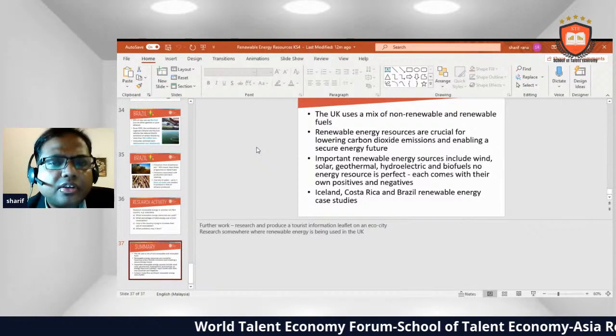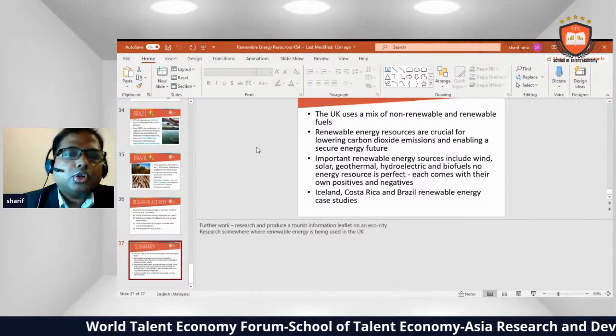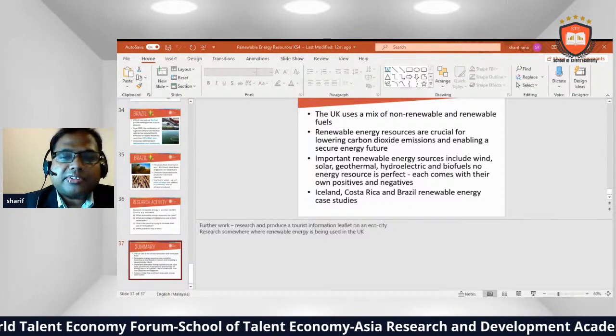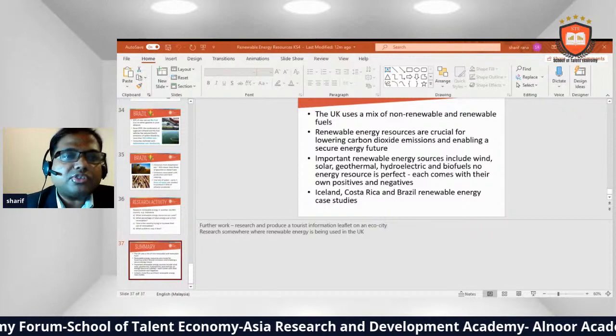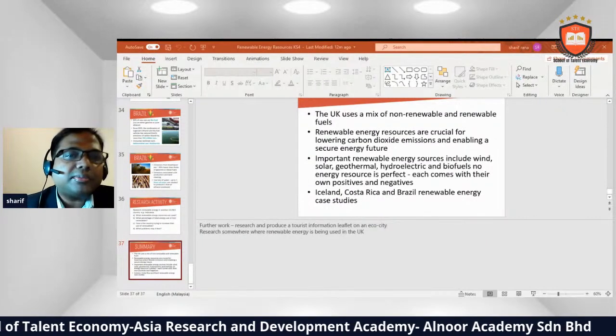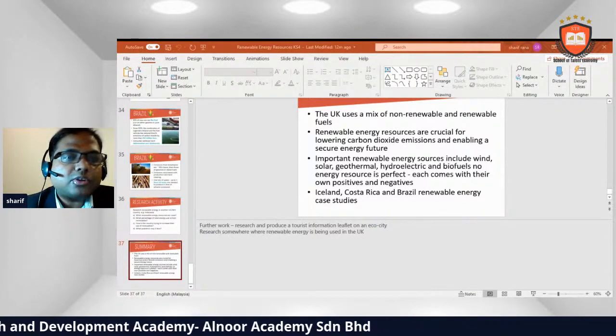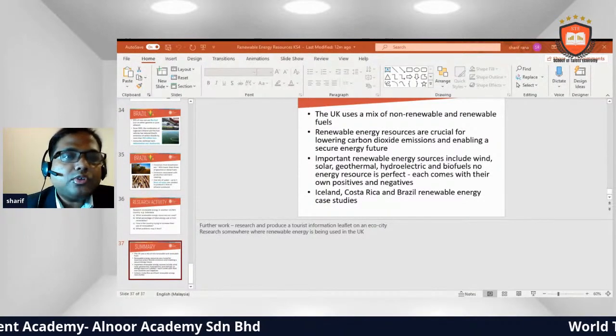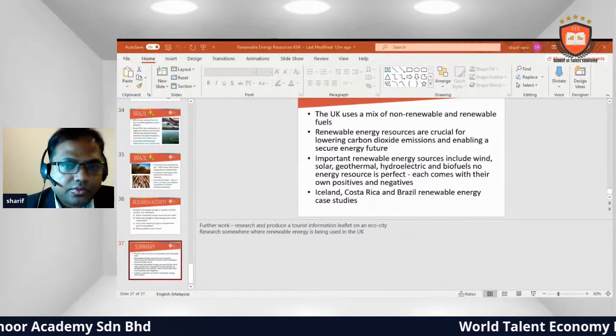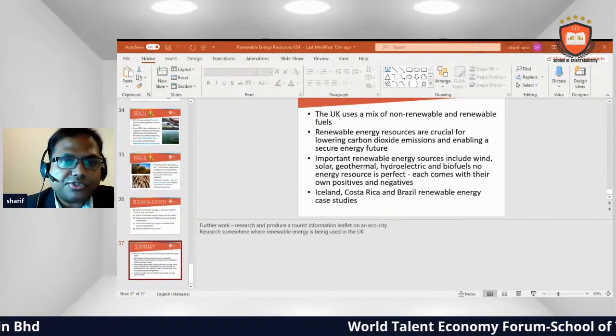Iceland, Costa Rica and Brazil are renewable energy case studies, which are very important in the present situation. So in that particular situation, we can understand that renewable energy plays a major role around the world. We have to be very careful about renewable energy, and we need to make effective decisions for renewable energy.